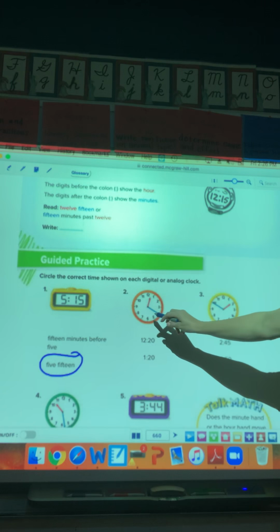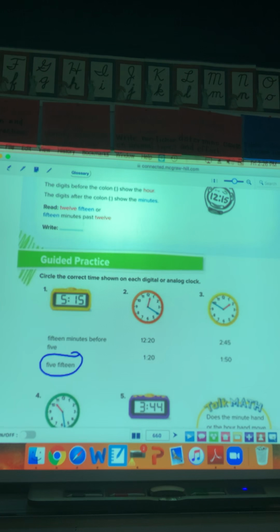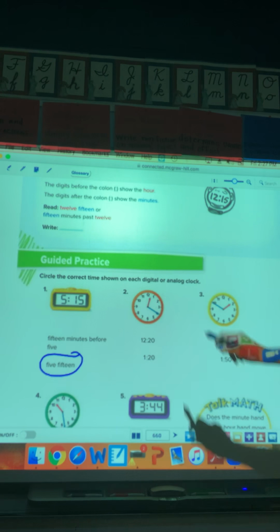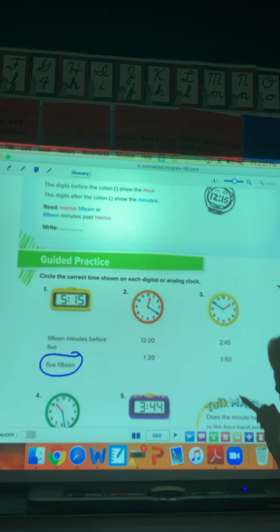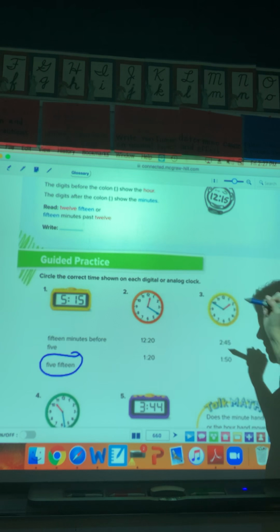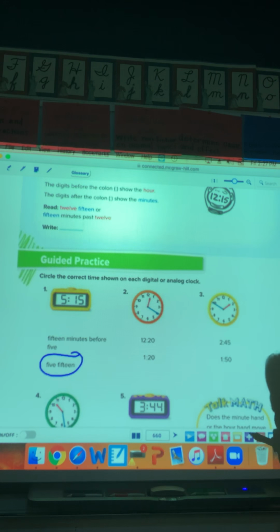All right, let's look at our second clock. Is that a digital clock or an analog clock? If you said analog, you are correct. Now I want you to look very closely at this clock. I need you to remember, the hour hand is the short hand. It is in red right here for you to see easier. That's the hour hand. So the hour hand is between the 12 and the 1.